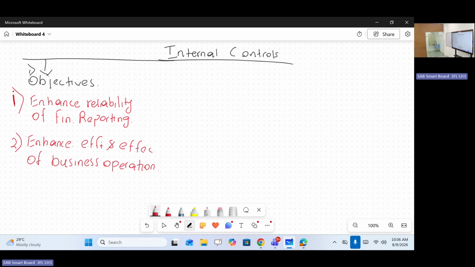So number one, what is the objective? We have to enhance the reliability of financial reporting. For that, I have given the example: if this finance manager doesn't approve, what will happen? Error or fraud might happen, and then it will be reflected in the financial statements. Second one, business operation: enhance efficiency and effectiveness of business operations, not only for financial reporting.